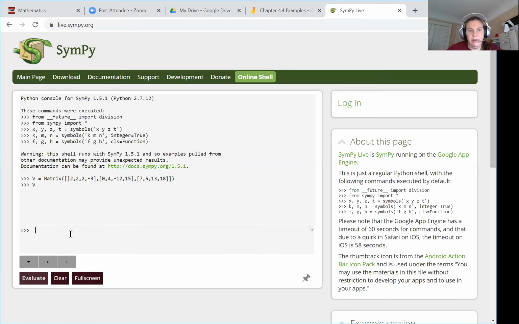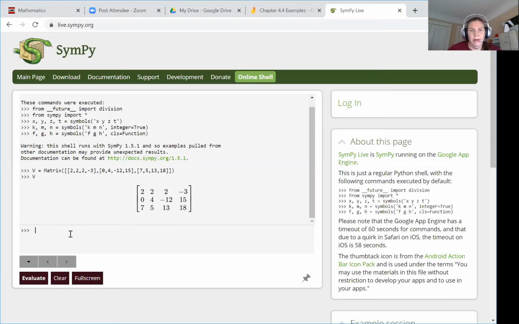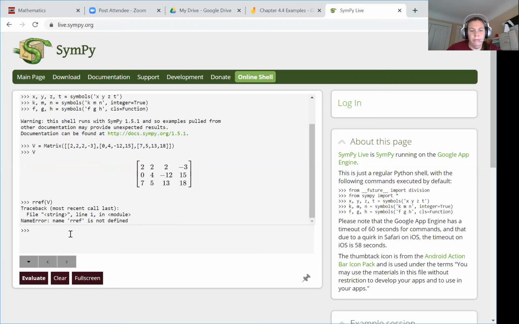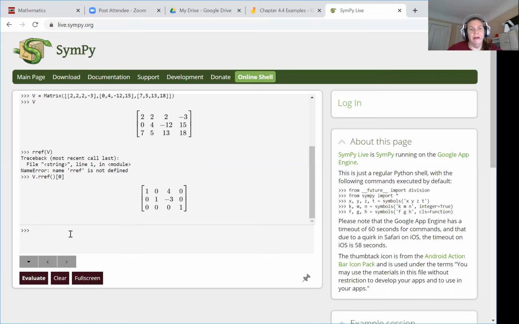And then we'll type V and just double check. How does it look here? Looks good. And then we'll say RREF of V. Oh, it's V.rref() with the parentheses. And then we just want the first result, so I put 0 in brackets there. Here we go. So here's our reduced row echelon form. And this is going to allow us to solve. So I'm going to head back to the whiteboard.